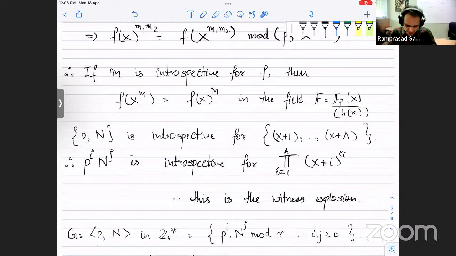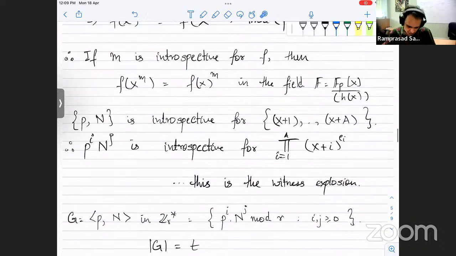So the interesting situation is you want to understand what are all the numbers that look like p power i n power j when you think of them mod r. Okay, let's give this a name. Let's call this group G. So G is just going to be the subgroup of Z_r star that is generated by p and n. I don't particularly know how large this group is, but I'm just going to look at all possible elements I could obtain in this process. Okay, so far? Okay, good.